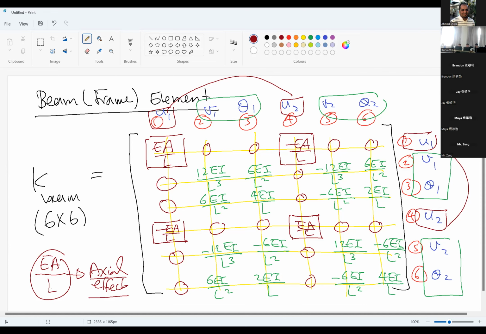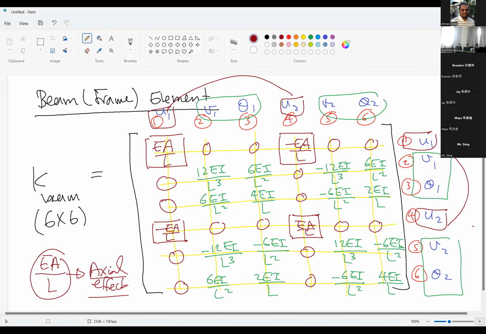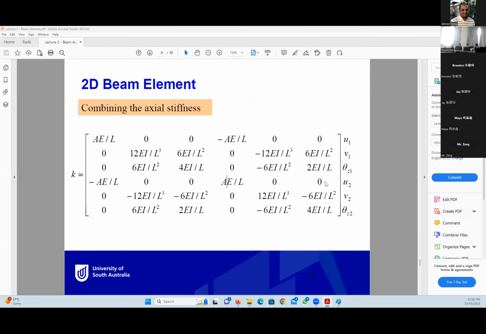Do you have any question for this one? Do you understand what is the difference between this one and the previous one? Okay, so the axial effect makes the stiffness matrix 6 by 6 instead of 4 by 4, and the axial stiffness EA by L was added. Okay, so now I will turn back to the screen. So this is our final stiffness matrix for a frame element. I hope you can understand the difference between both of them.